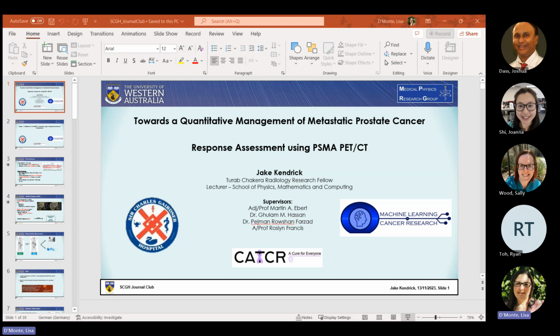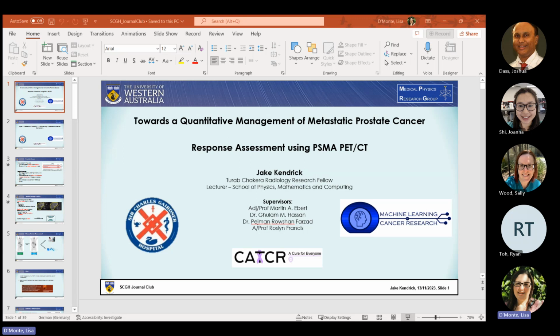So how did we perform the progression assessment? As I said, we used the RECIP framework, and the RECIP framework is encapsulated in this image here. What the RECIP framework says is if the patient has a PSMA volume increase of greater than 20% between their baseline and follow-up scan and the presence of new lesions, then they're classified as having progressive disease.